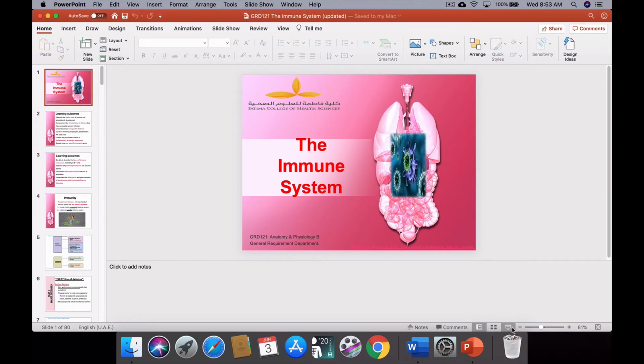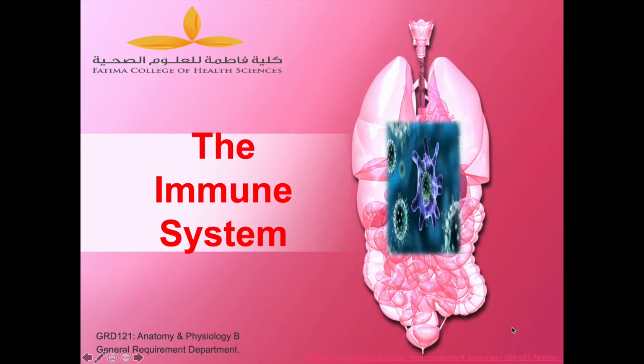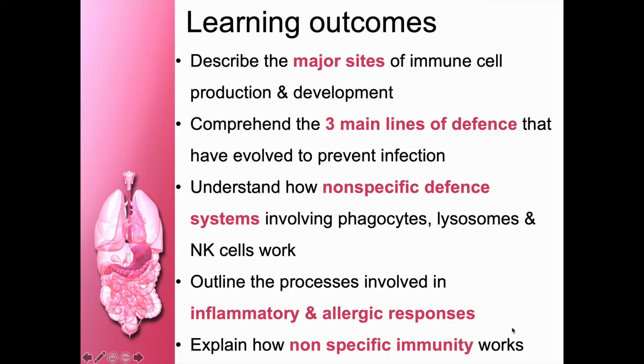Today we will start with the immune system. In the immune system, you will be studying the different types of immune activity that take place, how the body is defending against disease, how the inflammatory process starts, and the various objectives you have. Let us start with the learning outcomes.